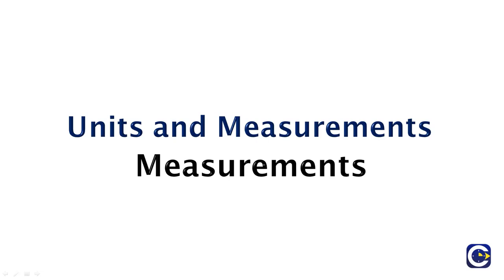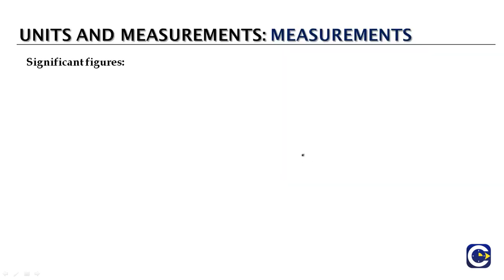Hello everyone. In this video we look at one of the other important aspects in this units and measurement topic, which is about the measurements. Now when we look at certain measurements, for example the Avogadro number, we always give the value of Avogadro number as 6.022 into 10 power 23. Whereas if we talk about the speed of the light, we will say speed of the light is 3 into 10 power 8 meter per second.